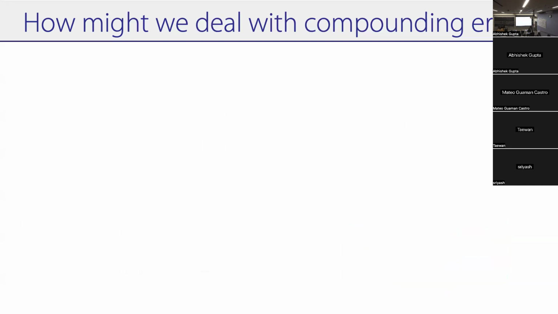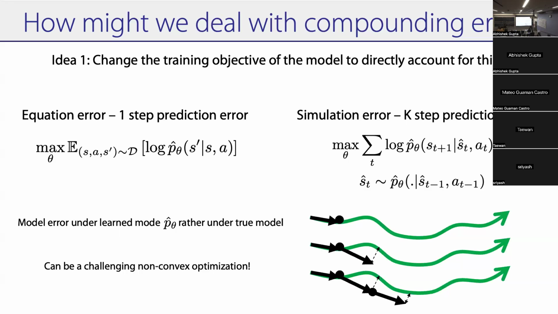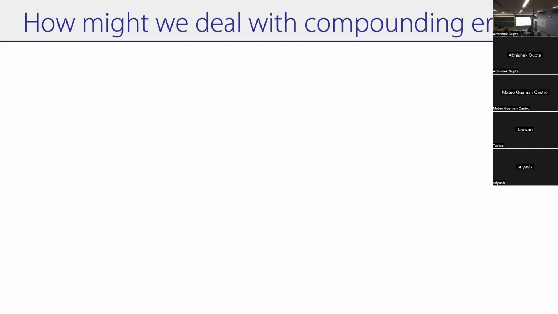So we want to find a different solution to deal with compounding error. We want to keep our simple model learning objective, but we want to avoid these compounding errors, and model hallucinations and so on. So how can we deal with that? What's a different solution?